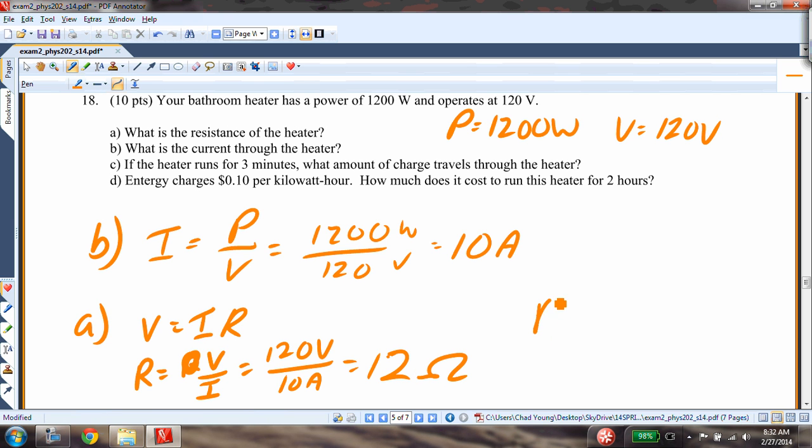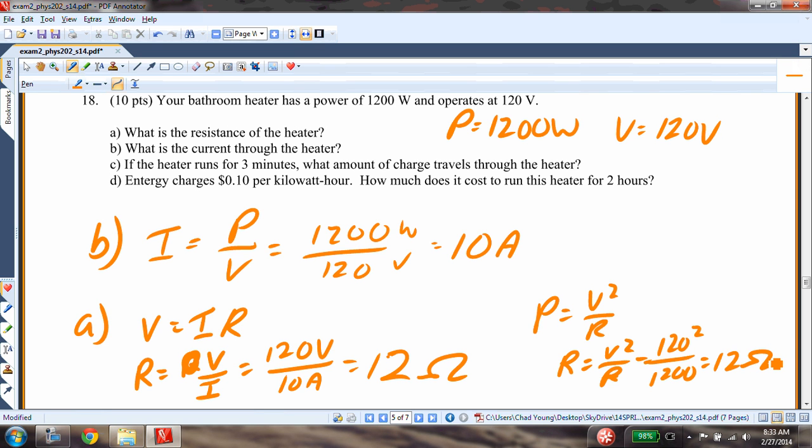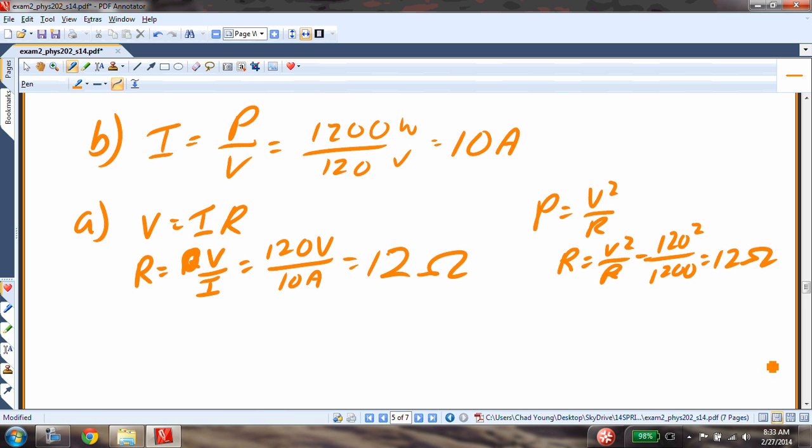Another way you could have done this is you could have said P is V squared over R, and then solve for R is equal to V squared over P, which is 120 squared over 1200, and that would also equal 12 ohms. Just double check that. Yeah, 12 ohms. Okay. So that was part A.